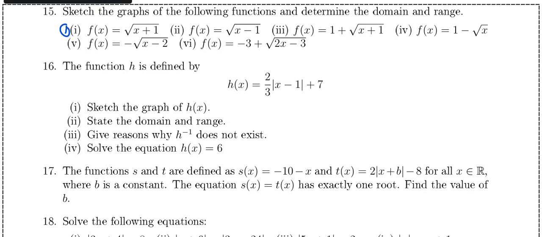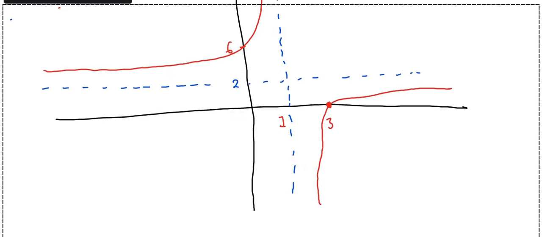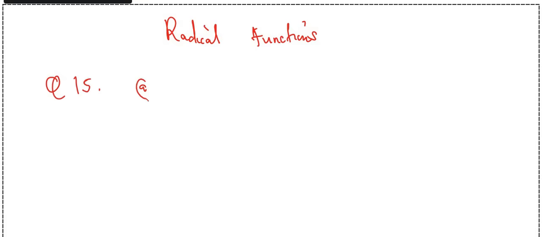So I'll show you the first one. This is under radical functions, question 15. The first one, we're saying f of x is equal to the square root of x plus 1.